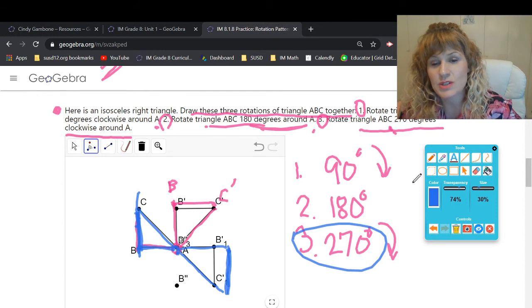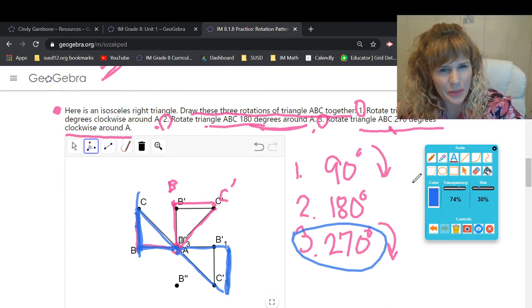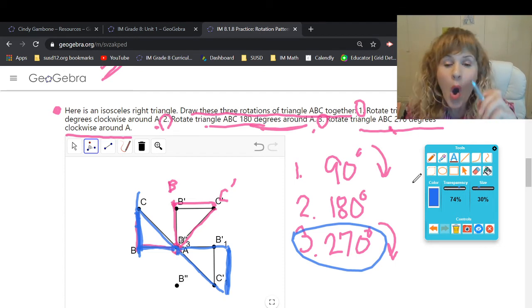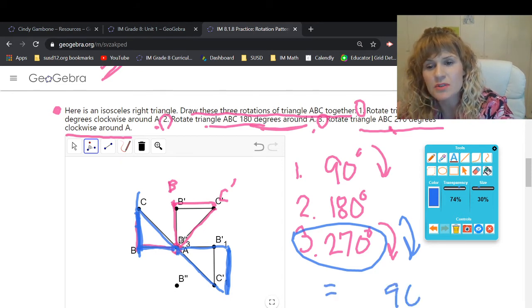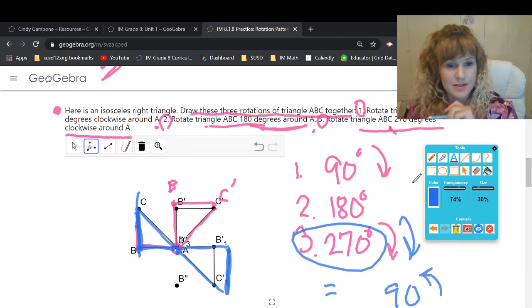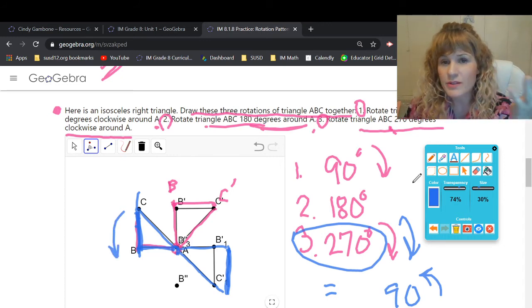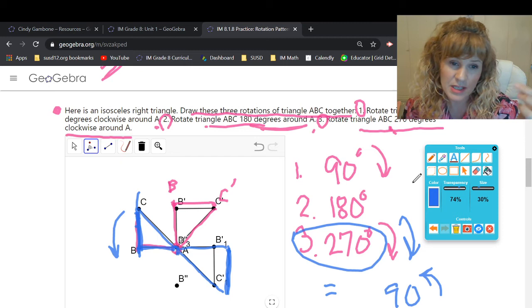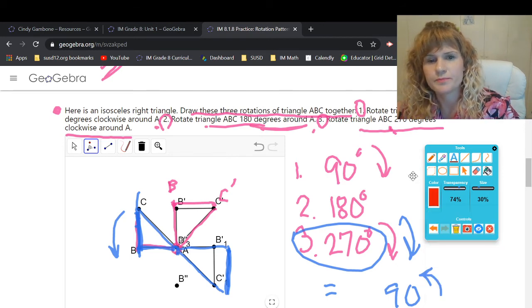Remember step 3 is 270 degrees? So where's that gonna go? Well, 270 degrees clockwise is equal to 90 degrees counterclockwise. So that would be like a 90-degree rotation counterclockwise. What do you know about 90-degree rotations? Let me change my pen color. Oh, red looks good. Okay.